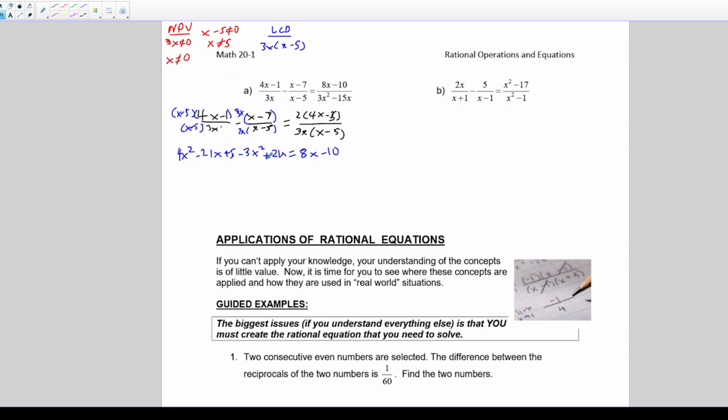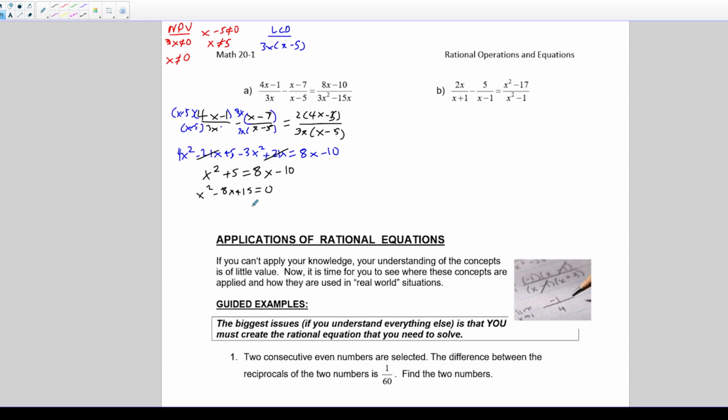Once we get to this point, we're going to combine like terms. We can see that we have a negative 21x plus 21x. Those will reduce. Then we've got our 4x squared minus 3x squared. That gives me an x squared. And then over here, I have a plus 5, and that's equal to 8x minus 10. Moving everything over to the left-hand side, I'm going to end up with x squared minus 8x. And then I have a positive 5 plus 10. So I've got a plus 15 here, and that's going to be equal to 0.